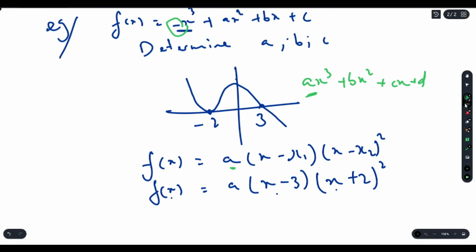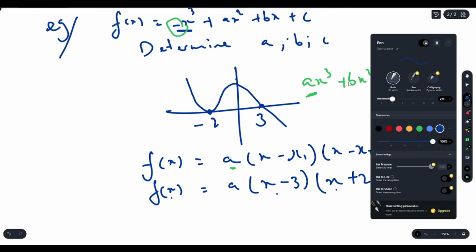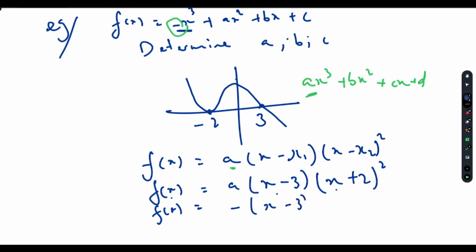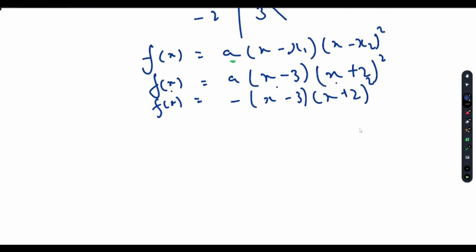So we don't have to actually go ahead and solve for it. So now we have f of x is equal to negative 1 into x minus 3 into x plus 2 all squared. We can square the last bracket. So negative 1 into x minus 3 into x squared plus 4x plus 4.